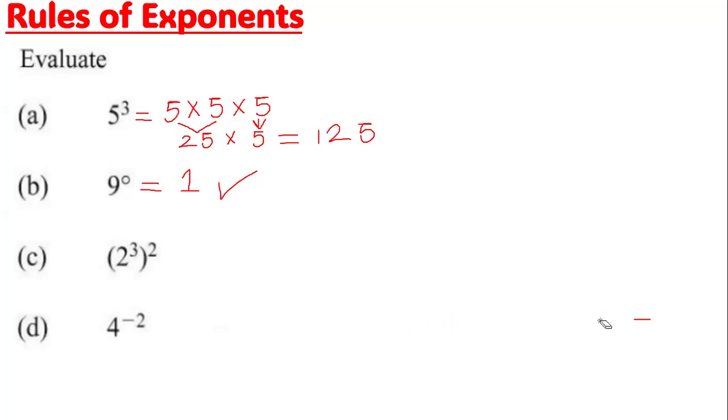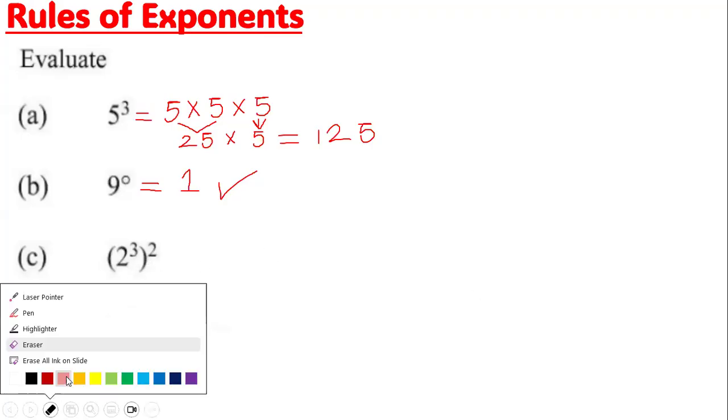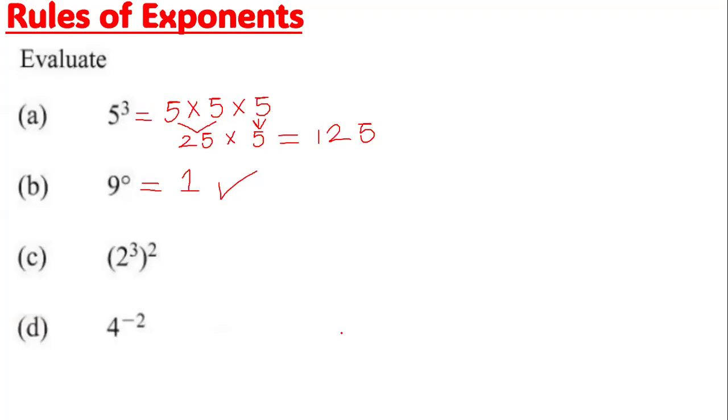Can I answer? What y'all got for C? 64. 4,096. Don't copy me. Follow your own footsteps. They got their own answer. 4,096. See? What y'all got for C?